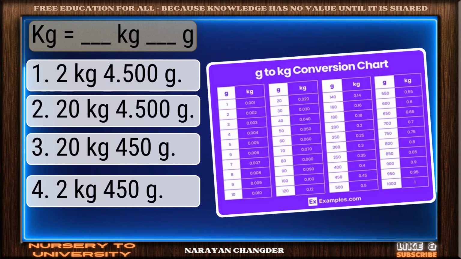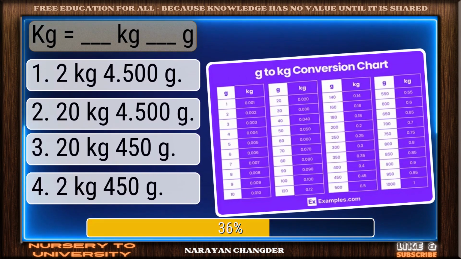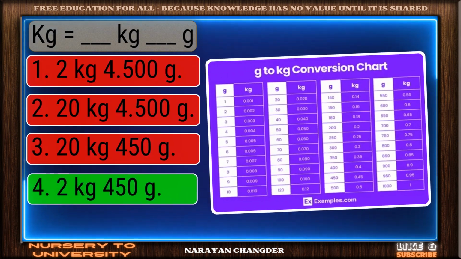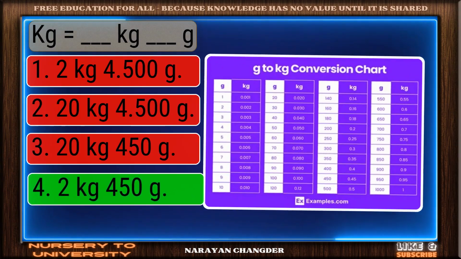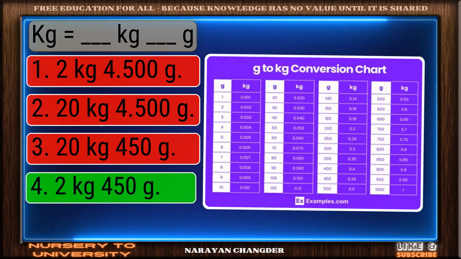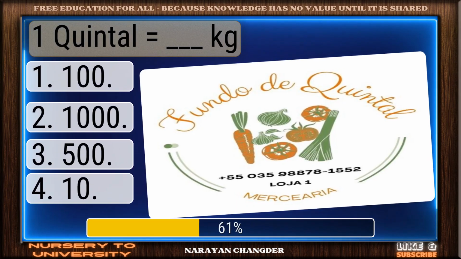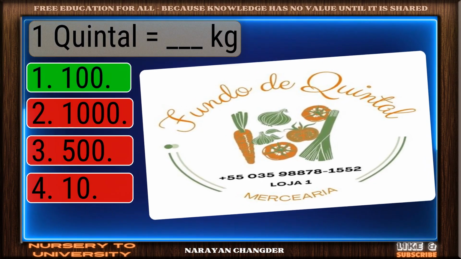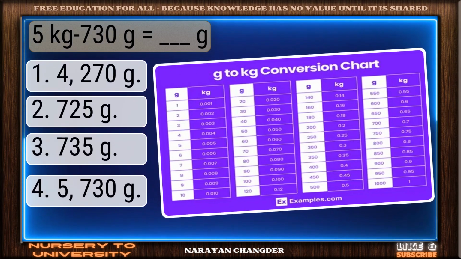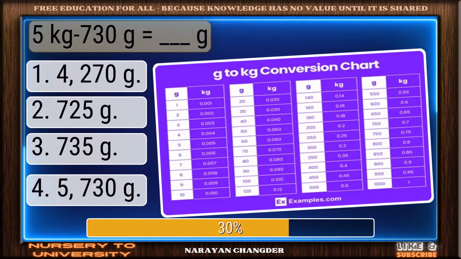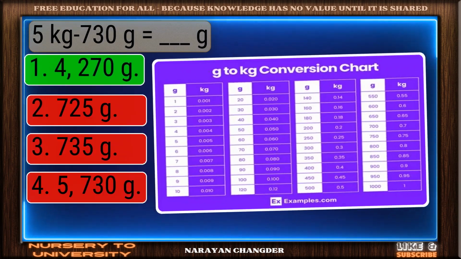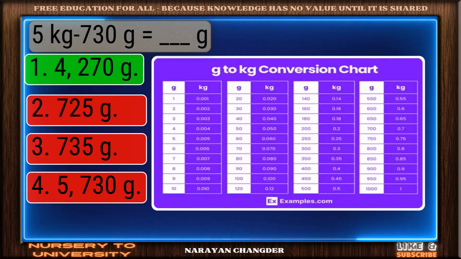Kg equal to dash kgs dash g. On track. 2 kg 450g is the correct answer. 1 quintal equal to dash kg. Valid point 100 is true. 5 kg 730g equal to dash. 4 270g is the answer.